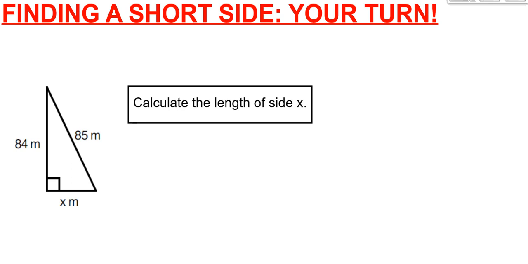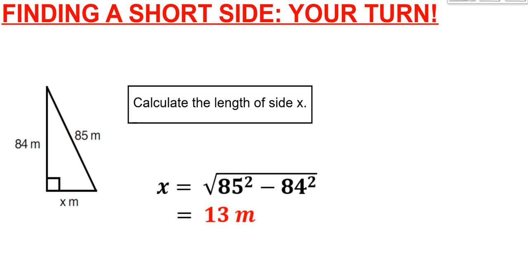So again, it comes down to your turn. Calculate the length of side x. Take a minute or two, pause the video if you need to, and then press play when you're ready to find out if you're correct. So let's see what the solution is. You should have found that x equals 13 meters. It's the square root of 85 squared minus 84 squared.